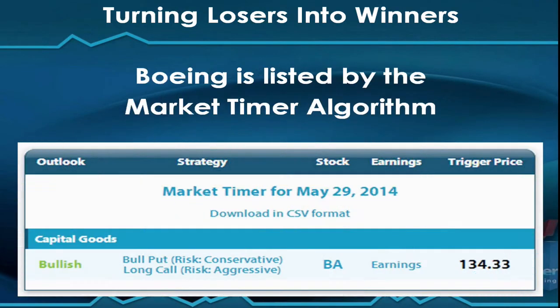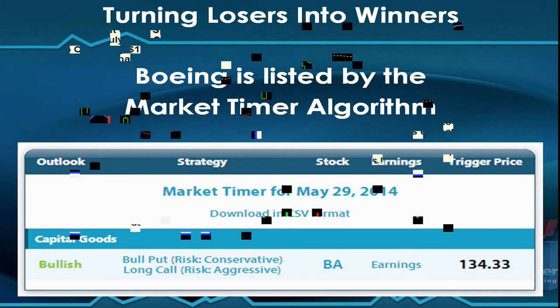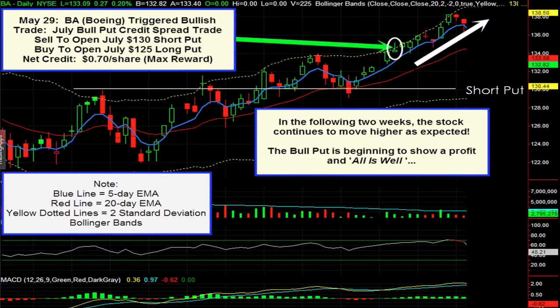And some of you guys know we have an algorithm that selects stocks, and it works fantastic on credit spreads. So Boeing was the pick. And what I have on the screen right now is a chart of TradeStation. It's a daily chart, so each candle represents a single day. And it may not look like the most perfect chart, but the stock was breaking out. And the trade was signaled for entry on May 29th. Boeing did trigger bullish. So we went out to July, and we did a credit spread.